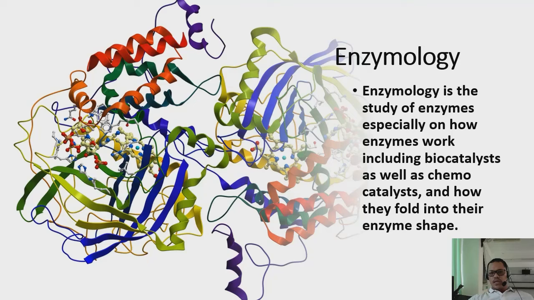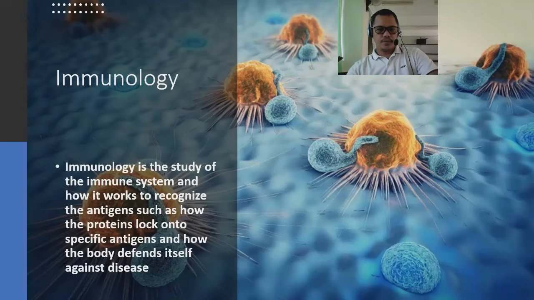Enzymology is the study of enzymes, especially on how these enzymes work, including biocatalysts as well as chemocatalysts, and how they fold into their enzymatic shape. Now, immunology is the study of the immune system and how it works to recognize the antigens, such as how the proteins lock onto the specific antigens, and how our body can defend from the different diseases.